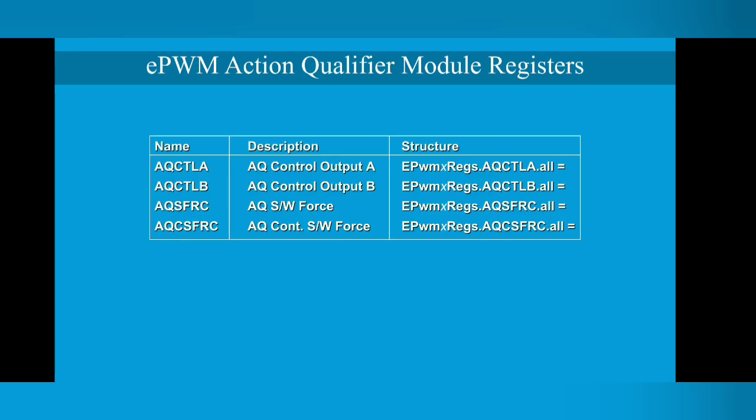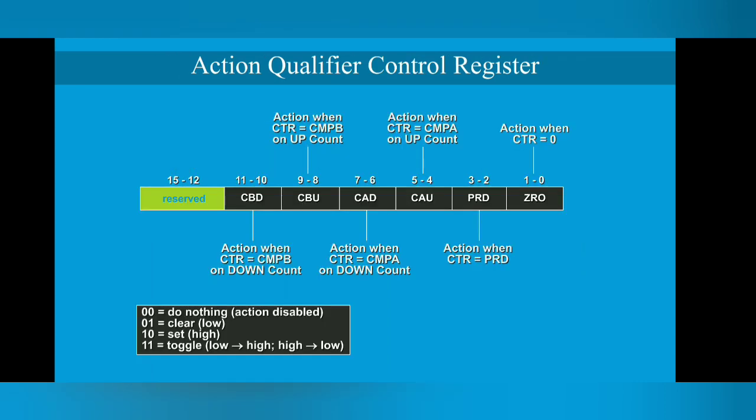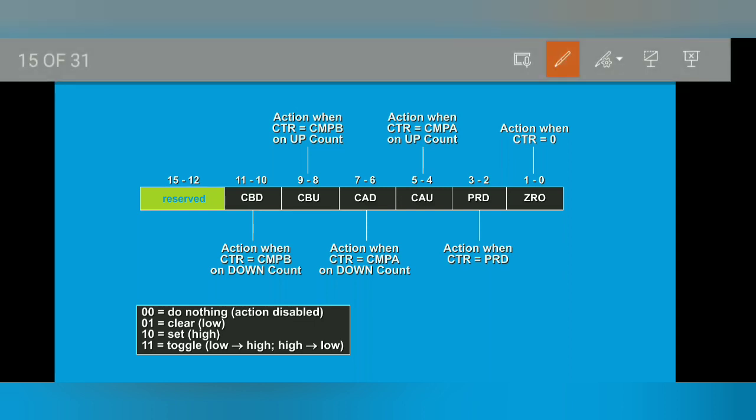So how can we use this? These are the actions we have taken, but there should be a set of registers with the help of which we can take these actions. So there will be the action qualifier control output A and B registers. These are the set of registers which we are going to follow. So how can we use it?